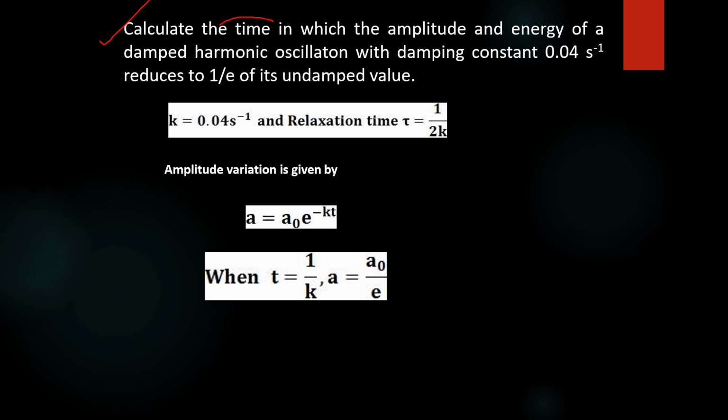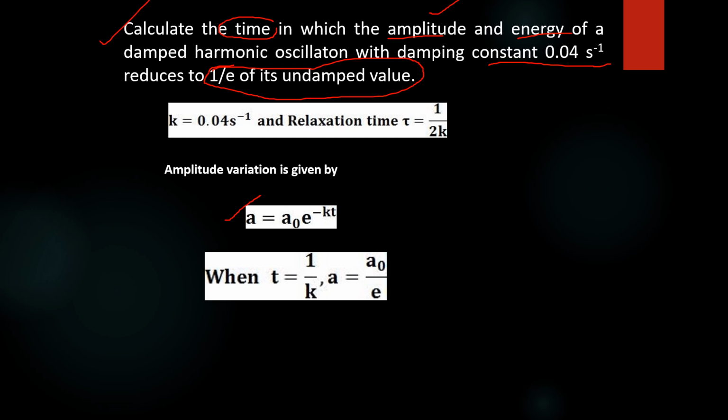Calculate the time in which amplitude and energy of a damped harmonic oscillation with damping constant k equal to 0.04 per second reduces to 1 by e of its undamped value. This is the important point, that is 1 by e of its undamped value. So first we take the case of amplitude. You know the expression for amplitude, A is equal to A0 into e raised to minus kt. That is amplitude, it decreases exponentially with time.